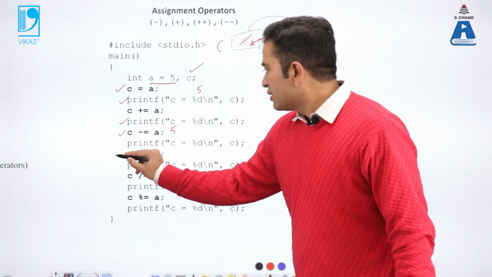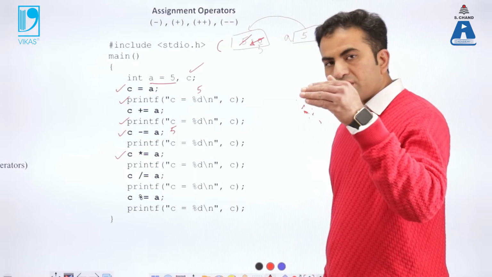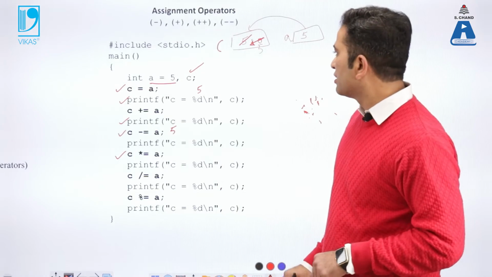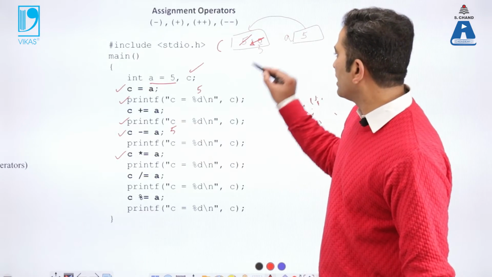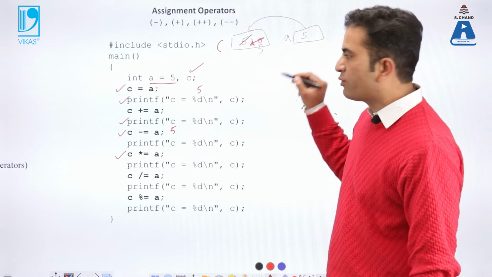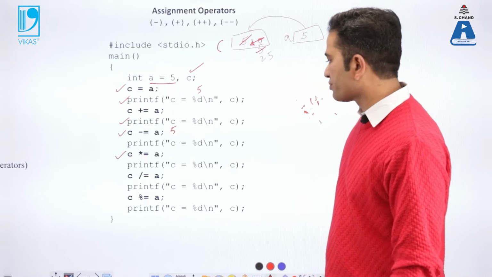Next statement, C multiply by A. That means C multiplied by A, and the value will be updated again in the variable C. So the last value of C is 5. The current value of A is 5. 5 multiplied by 5 is 25, and it will update the value 25 here.